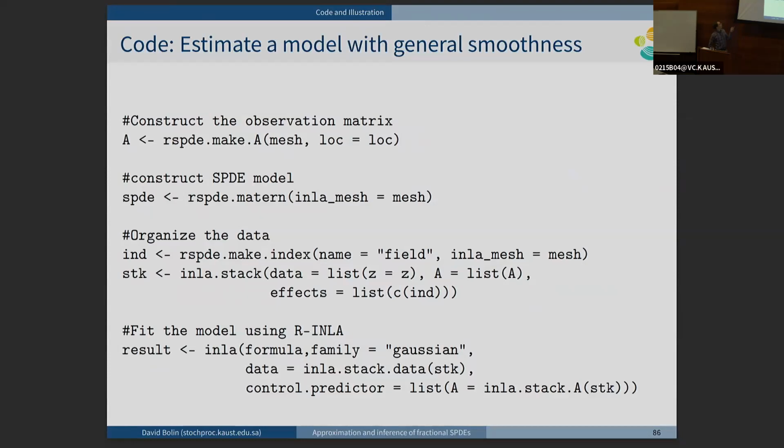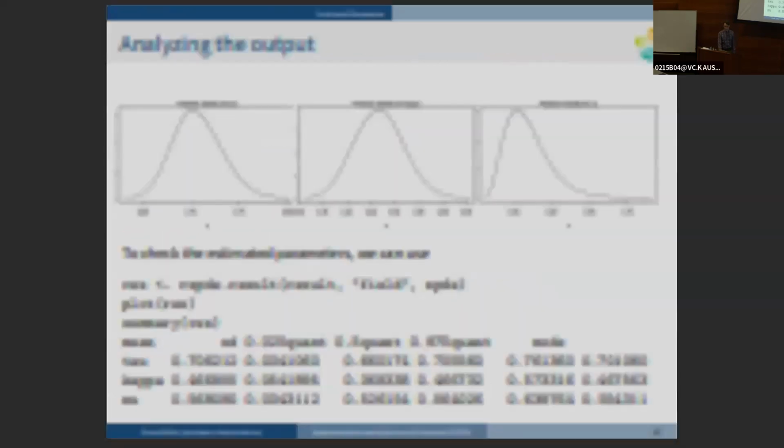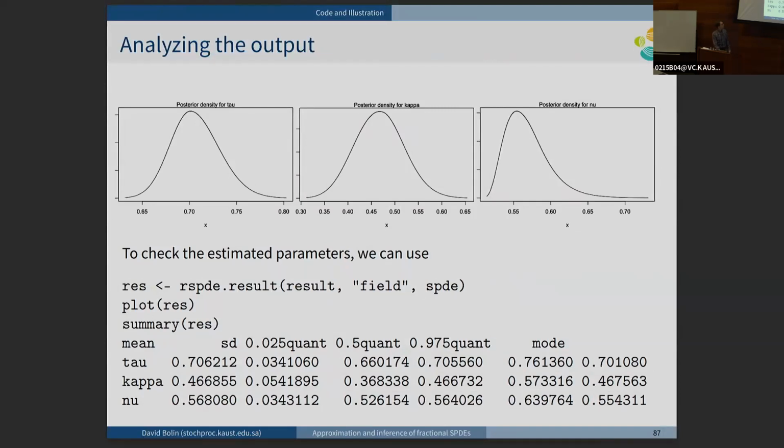And then here is all of the code for actually fitting this model to the data. We construct the observation matrix that maps between the mesh nodes and the observation nodes. We construct the fractional SPDE model, we organize the data, and then we use INLA to fit the results. Here you have a summary of the outputs: the posterior distributions for all the parameters, including the fractional smoothness. It's about 0.5, so it seems like this fractional smoothness is actually needed in this case.